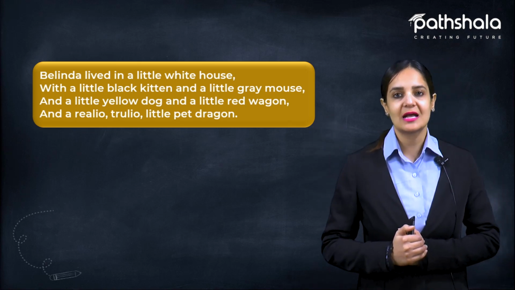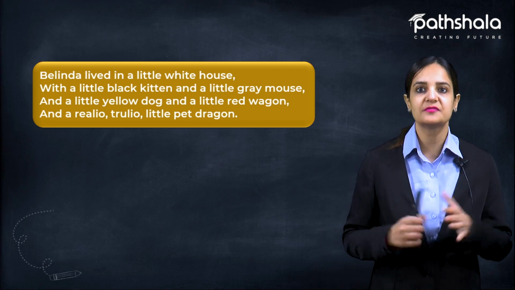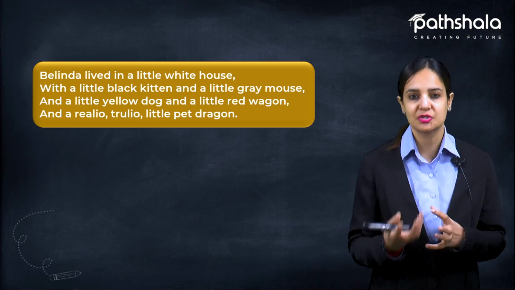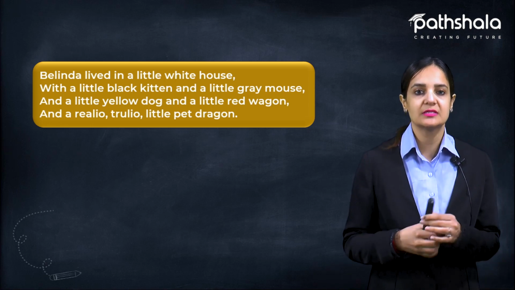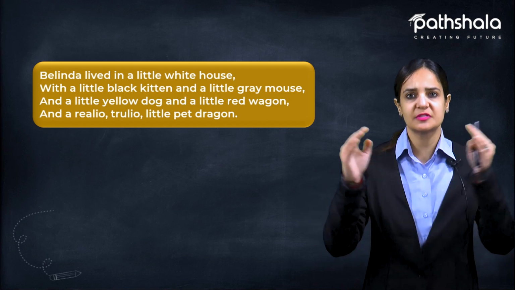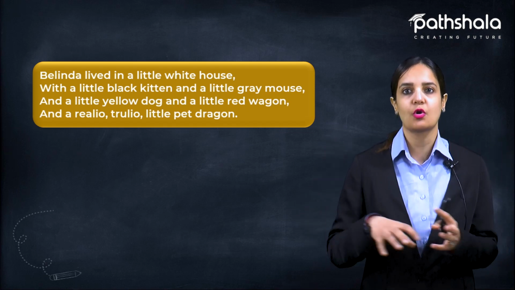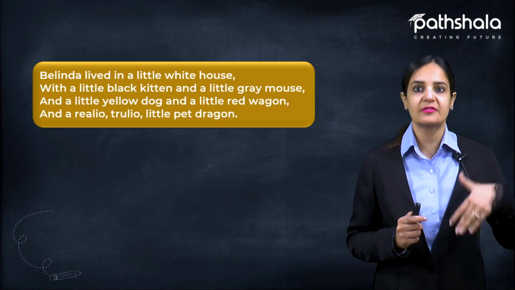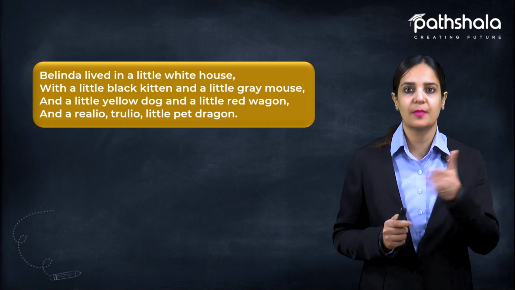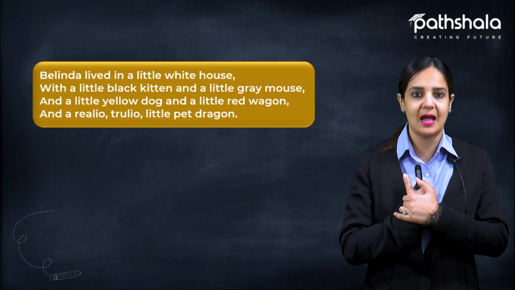Now, Belinda is a girl who lives in a white house. This is again an imaginary poem where we will see a lot of imaginary things happening. Belinda lives in a little beautiful white house, and she has a lot of pets. In the first paragraph, the poet is just telling you about all the pets which Belinda had.